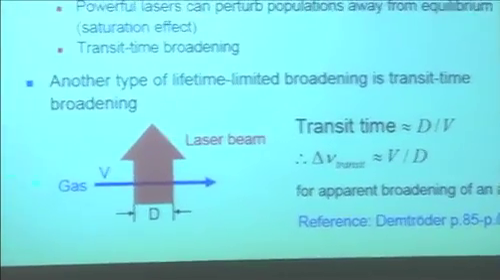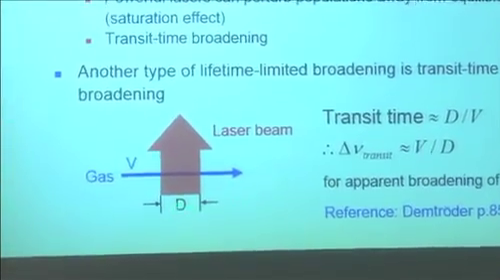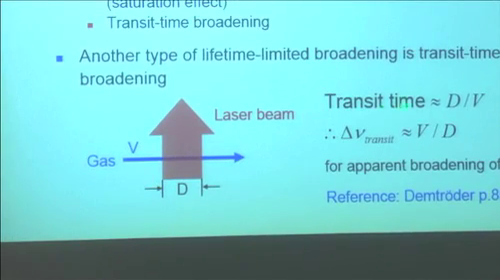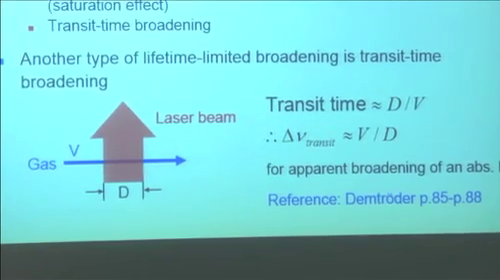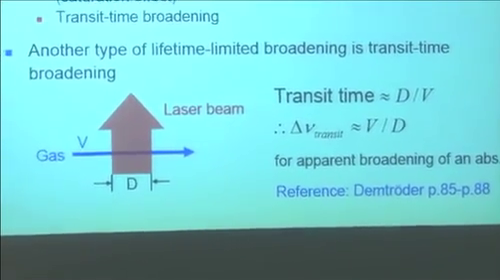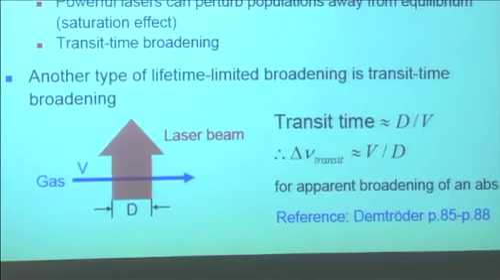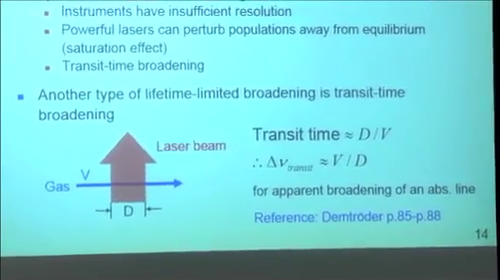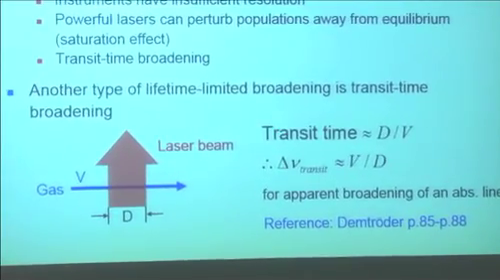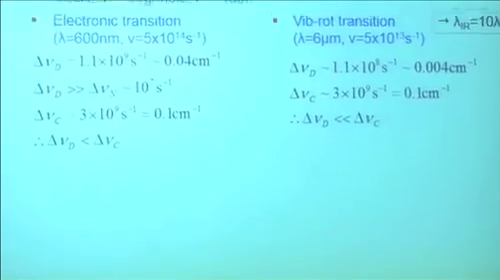Here's the example of transit time broadening. Here's the gas that's moving by my laser beam of width d. The time it spends there is d over v, and that corresponds to a frequency uncertainty of v over d. So if v is really high and d is really small, you can get some significant transit time broadening. But it's got to be going really fast over a small width. Usually it doesn't come into play.